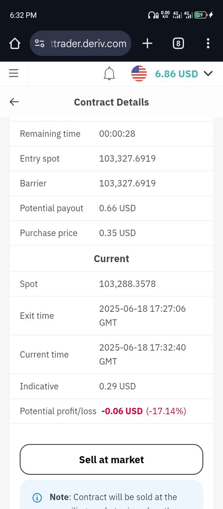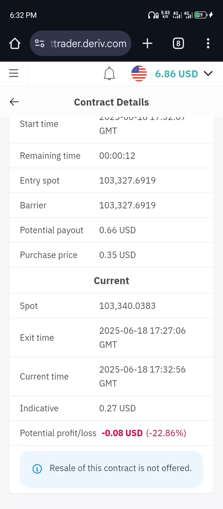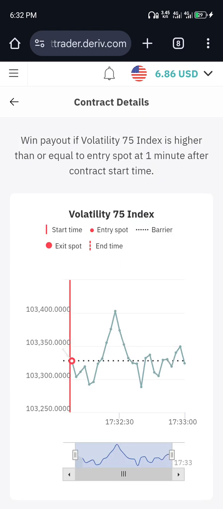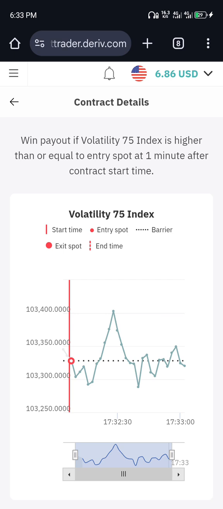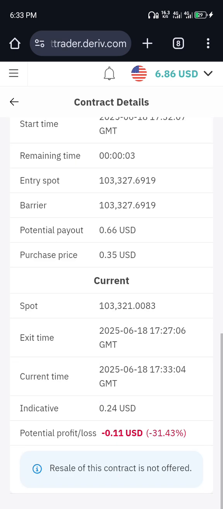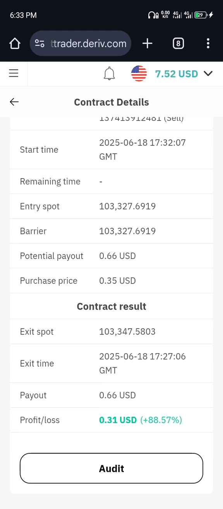Our countdown, we are on 27 seconds, counting down. Oh, it's entering our favor. You see, 11-cent loss. It's obvious that the market is really jumping. It's out of our control. So we wait to finish. It ends in our favor.